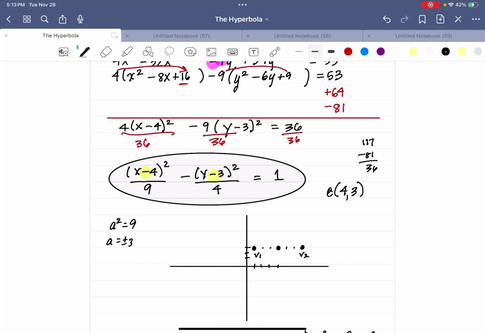Now, I know that my vertex is on this horizontal axis because the x term is positive, and the x-axis is horizontal, so that's going to be my transverse axis there. So let's see, what else are we going to do? We're going to go b squared is 4, so b is plus or minus 2 from the center, so up 2, down 2, those are our guide points. And now I'm going to draw in the rectangle.